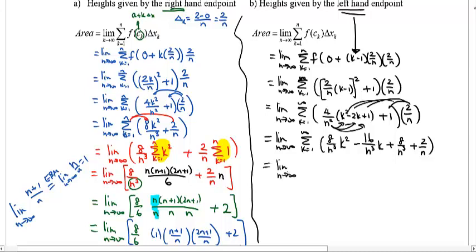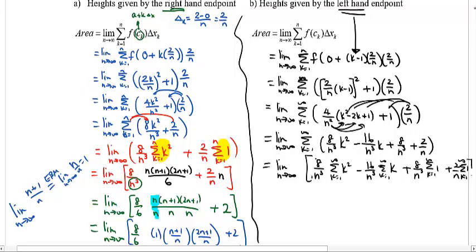Limit n approaches infinity. The sum of k equals 1 to infinity, 8 over n cubed. And actually, I'm not going to do that. It's my fault. I'm going to actually factor it out now. 8 over n cubed, the sum of k equals 1 to infinity of k squared, minus 16 over n cubed, the sum of k equals 1 to infinity of k, plus 8 over n cubed, sum of k equals 1 to infinity of 1, plus 2 over n, sum of k equals 1 to infinity of 1. Wow.